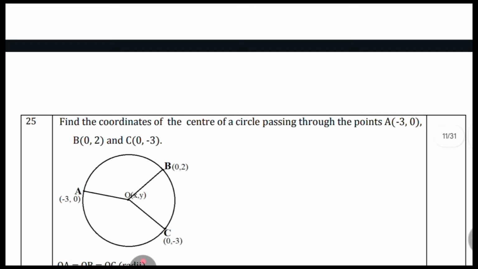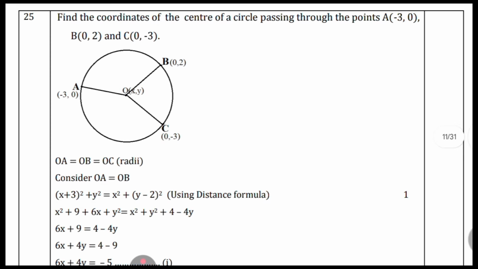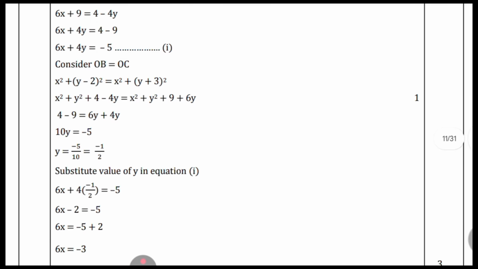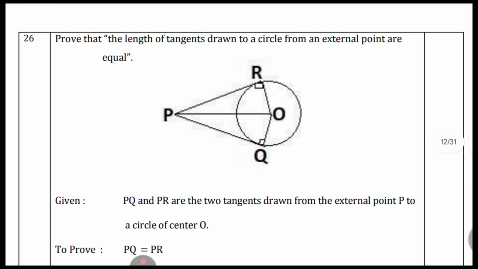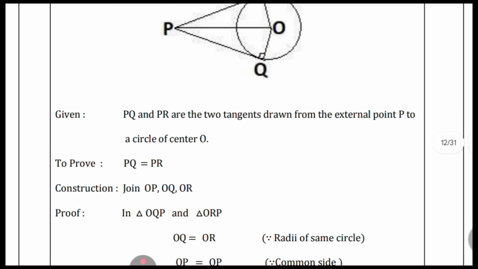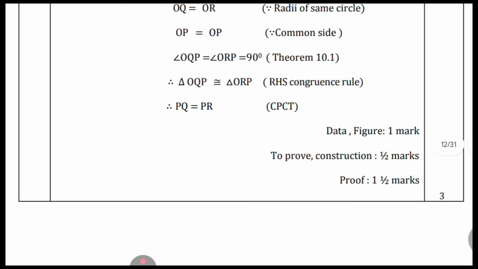So coming to the 25th question: find the coordinates of the center of the circle passing through the points A = (-3, 0), B = (0, 2), and C = (0, -3). So this is solving for that. You can see here. And coming to the 26th question: prove that the lengths of the tangents drawn to a circle from an external point are equal. So this is solving for this. And you should also write these as radii of the same circle.